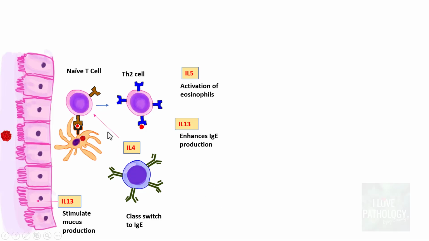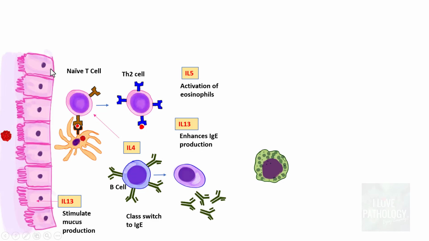So interleukin 4 not only activates the naive T cells to get converted to a T helper cell, it also activates the B cells, which get converted to cells that produce more IgE antibodies. Then you have interleukin 13, which enhances IgE production as well as stimulates mucus production. And lastly, interleukin 5 activates the eosinophils. These B cells mature into plasma cells, which start secreting lots and lots of these IgE antibodies. So now in this individual, you have lots of IgE antibodies.